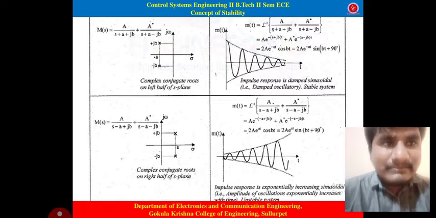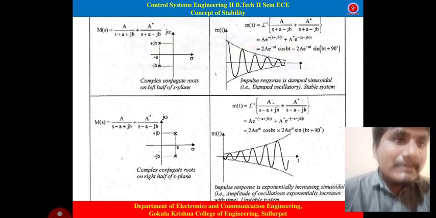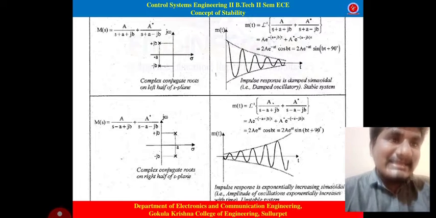So it is a sinusoidal signal, but exponentially decaying to become 0. Similarly, in the next example, you can see that there are two complex conjugate poles and the real part is positive. Okay, so in that particular case, the m of t is also given, which is 2a e power at cos function. So in this particular case, again it is a sinusoidal signal, but exponentially increasing.